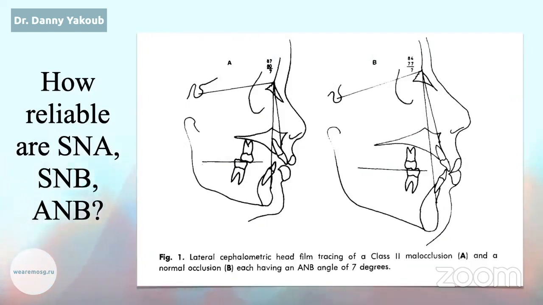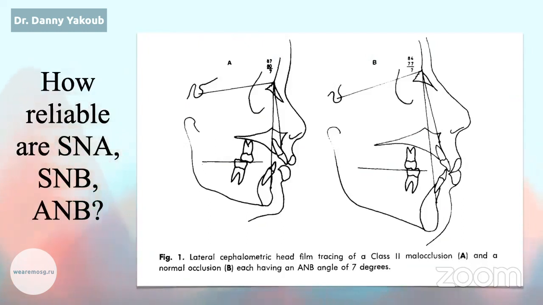The ANB angle is 7 degrees. And the other patient also has an ANB angle of 7 degrees. This first patient has an obvious class 2 malocclusion with a big overjet. The other patient also has an ANB angle of 7 degrees, but he has a normal occlusion: class 1, regular overjet, good overbite.